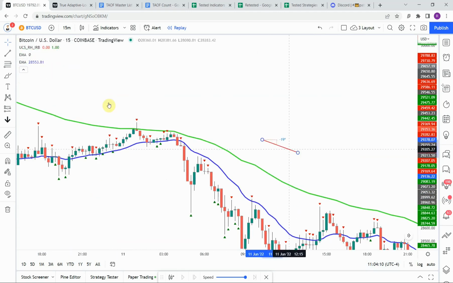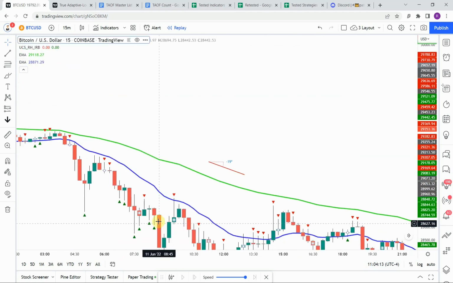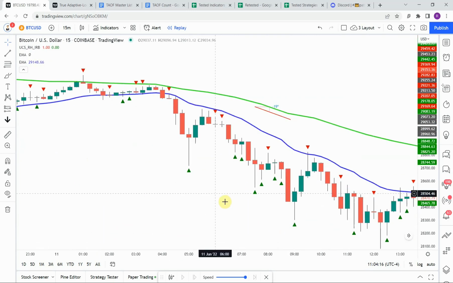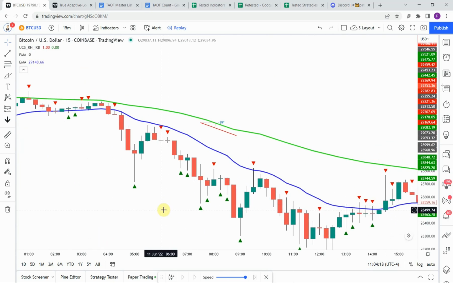So let's jump over here and see if we can't find an example of another short here. So here is an example.